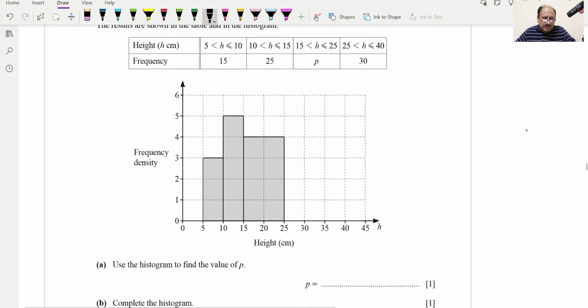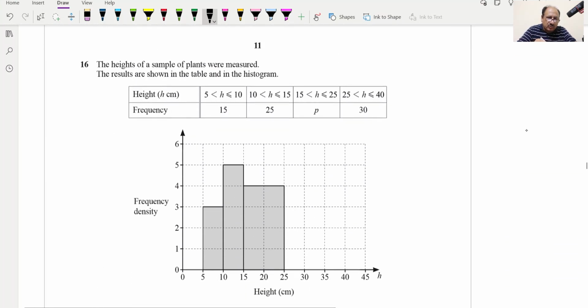Now question number 16, which is a histogram question. Frequency density on this side, height on this side. The heights of a sample of plants were measured. The results are shown in the table and in the histogram. So table, these are the ranges provided and these are the frequencies. This is P, which we need to find.